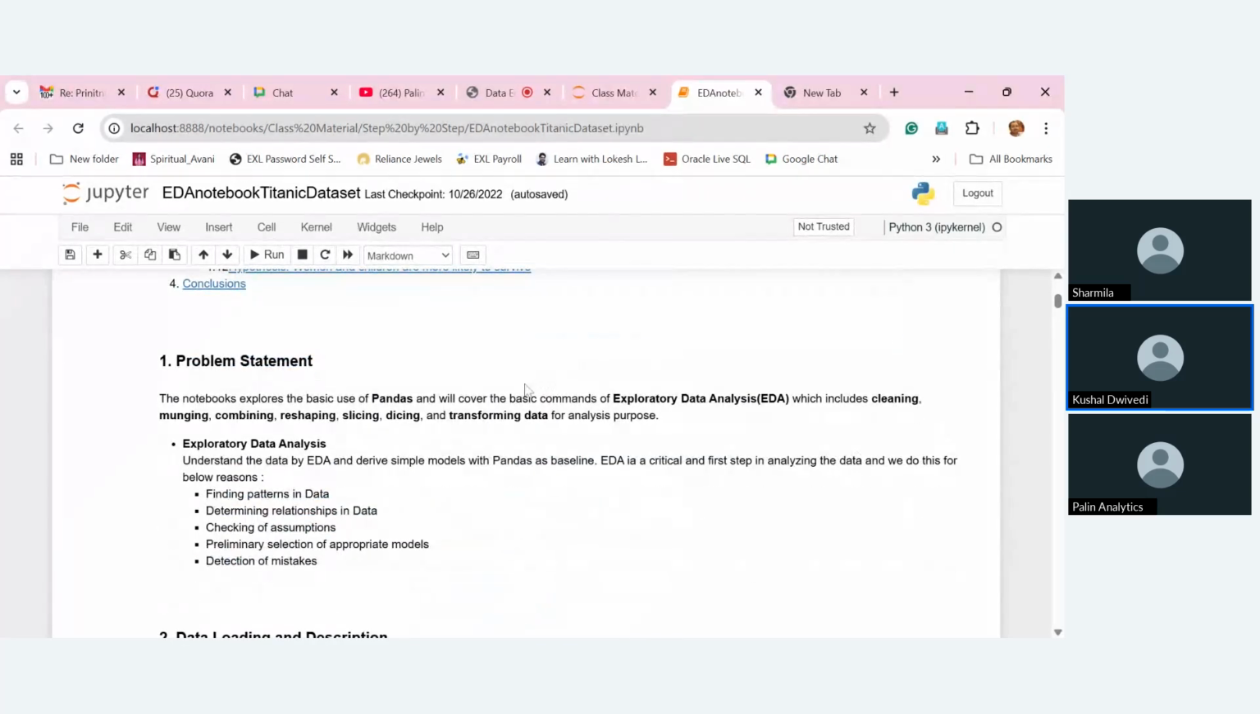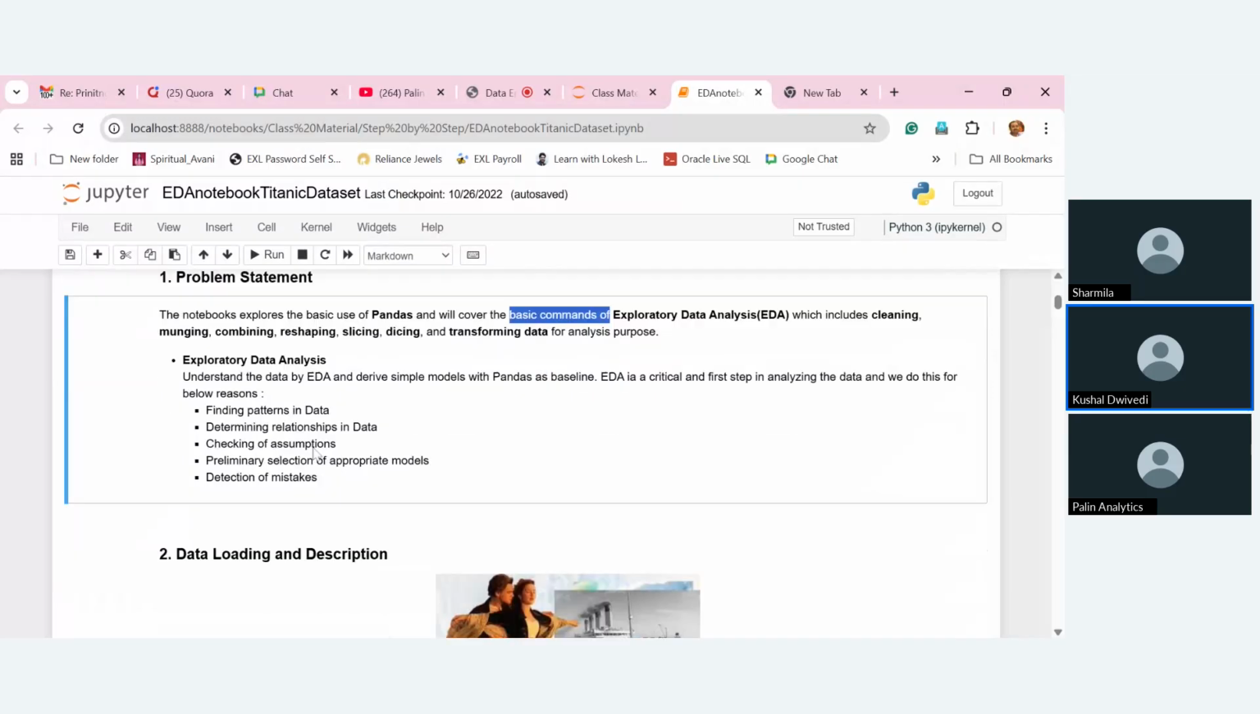So in EDA, basically we are going to use the Pandas package that we have covered already. Then some basic commands we are going to use for cleaning, or for merging or combining the data, or reshaping the data, or slicing or dicing the data, or transforming the data. Okay, so basically, what we do in EDA, we try to find the patterns in the data. We try to determine the relationships inside the data. We try to check some assumptions in the data.